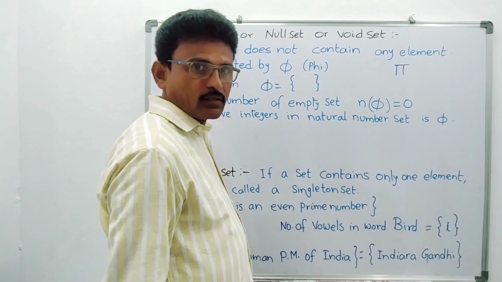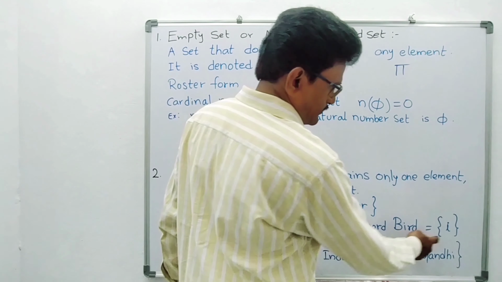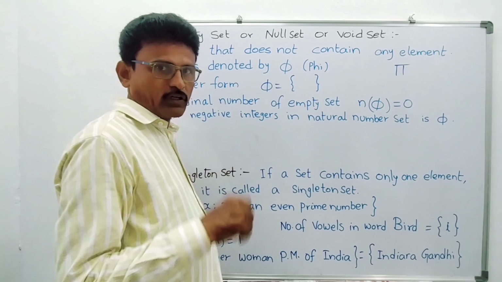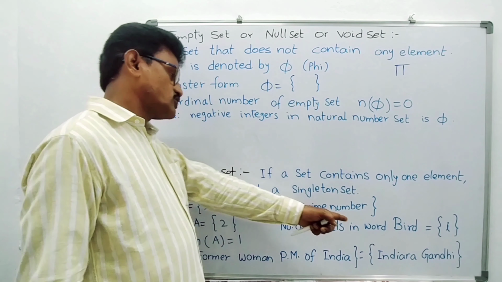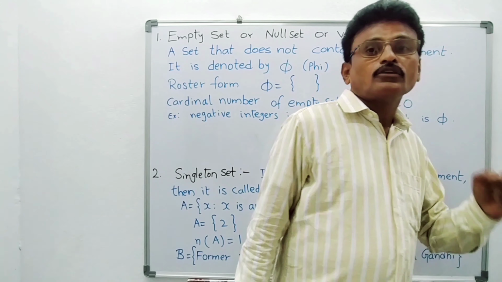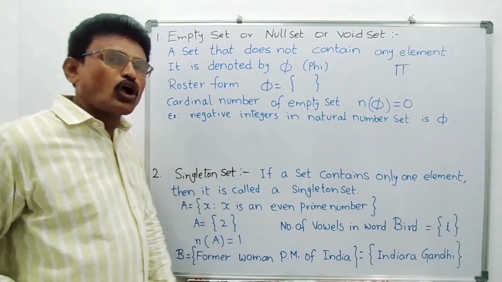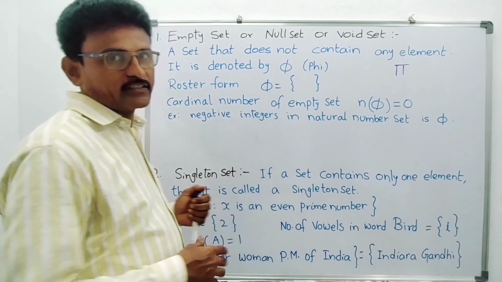bird. How many vowels are there? I. It is only I. One vowel. It means it is also a singleton set. So what is a singleton set? A set with only one element. Right. We will go to the third one.